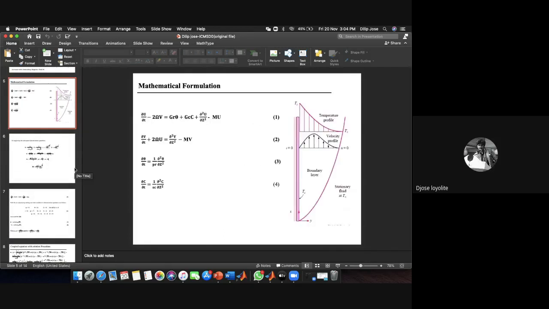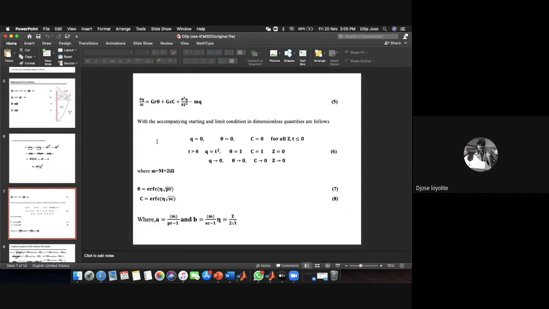No, actually, the first two equations describe the velocity. The mu and mv represent the presence of MHD, and 2 omega v and 2 omega u represent the rotation. And in my boundary condition here, I have used q is equal to t square. T square is parabolic, sir.